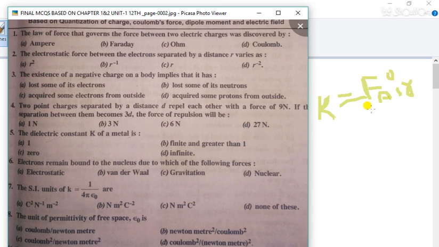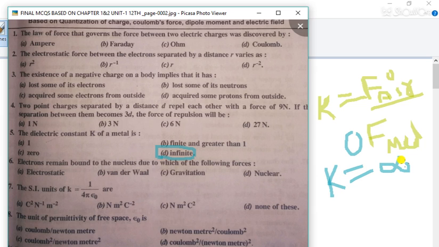Force in air and force in medium. As we know, when the medium is metal, the force almost becomes zero. So this force will become almost zero, so we can say the dielectric constant is infinite for metals. K is equal to force in air by 0. That means K has a very large value, and we can say it has infinite value.